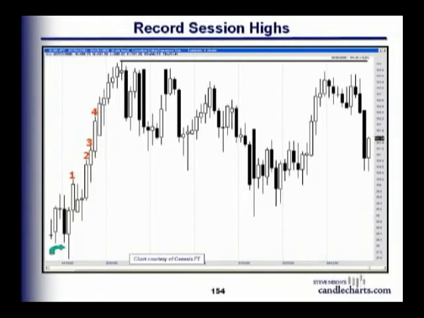Now, I have not tried this for intraday. I've done this on daily and weekly. So for those who trade intraday, I haven't tried this yet. So some of you may want to experiment. And here we have 9 record session highs.